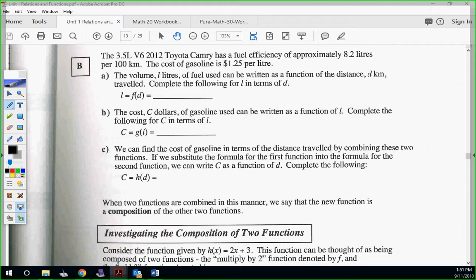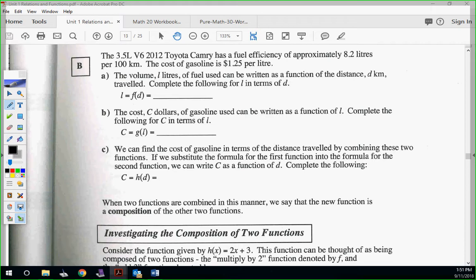So the first thing you're going to do is the volume of fuel used can be written as a function of distance traveled. So complete the following for L in terms of D. What they want is your liters function in terms of distance. Like how much distance does the liters go? Now when we do distance, we'd like to use singular, okay? We like to use singular numbers. So right now, what's our comparison? Our comparison is 8.2 liters per 100, right? So we'd like to get that so it's not per 100, but per 1. So how can we do that?